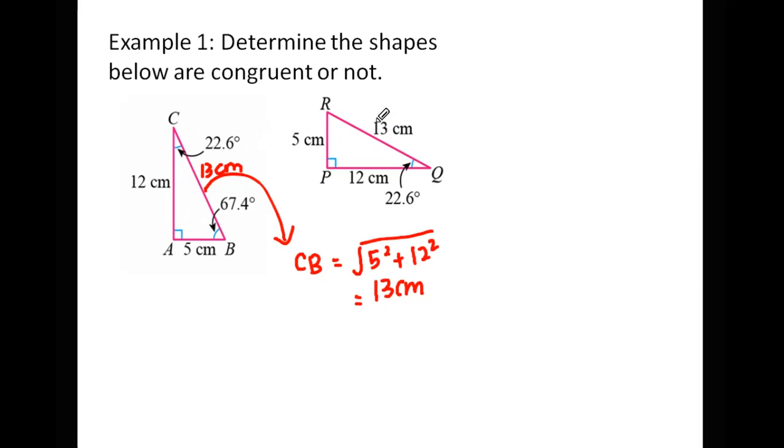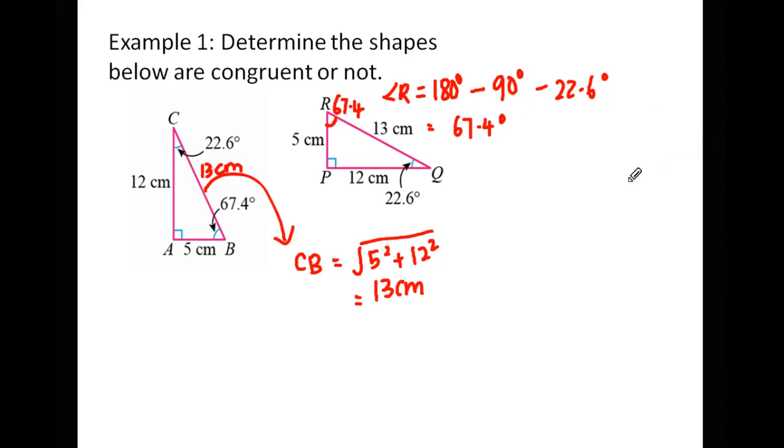Now let us see this triangle. For angle R, we can find it by using the total of a triangle, 180 degrees, minus 90 degrees here, and then minus 22.6 degrees here. So the balance is 67.4 degrees. This is our angle R.